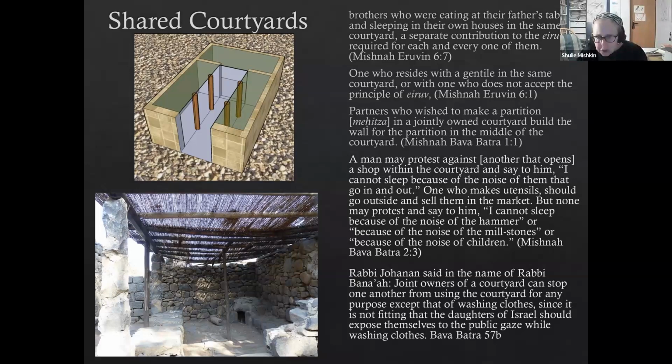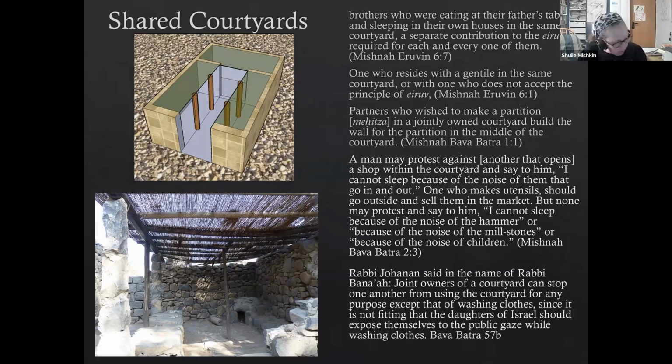One who makes utensils should go outside and sell them in the market, but no one can protest and say to him, I can't sleep because of the noise of the hammer or the noise of the millstones or the noise of the children. Sorry, that's the bargain of the courtyard. I'm going to do my work in the courtyard. There are going to be kids in the courtyard, right? There's even a question of, can you be a teacher and have lessons in your courtyard, right? So it really shows you that everybody knows your business. Everybody hears what's going on. Some things are allowed, some things are not.